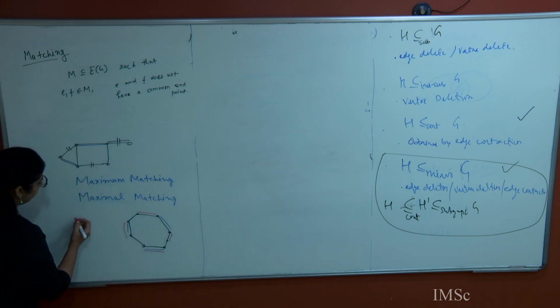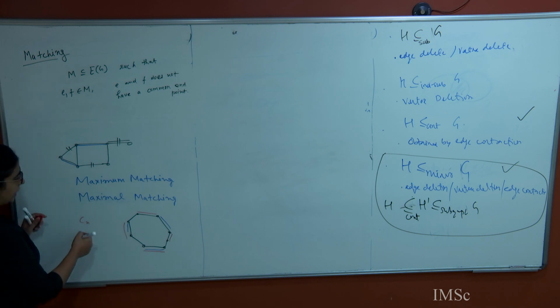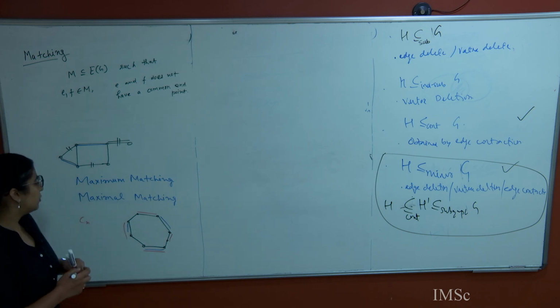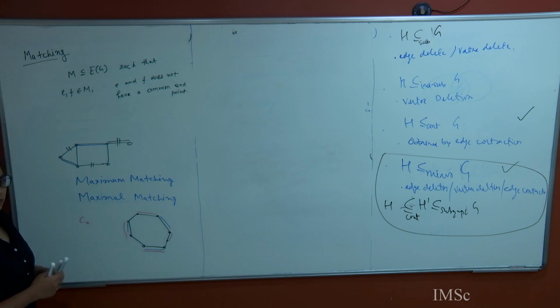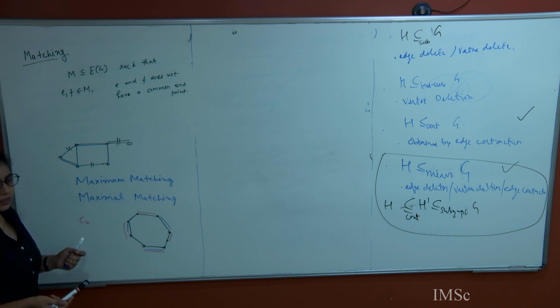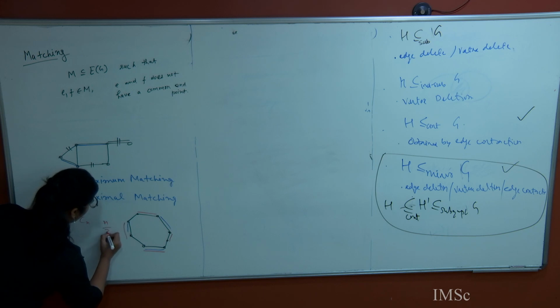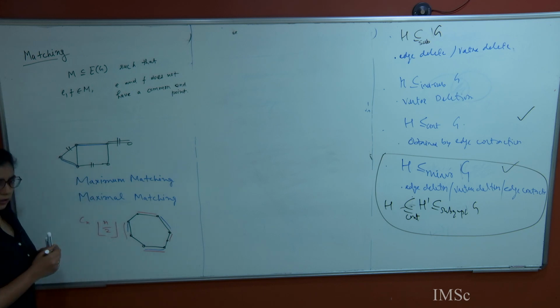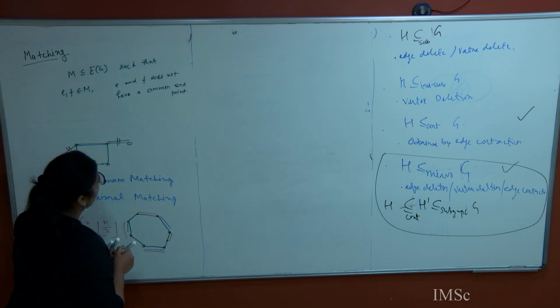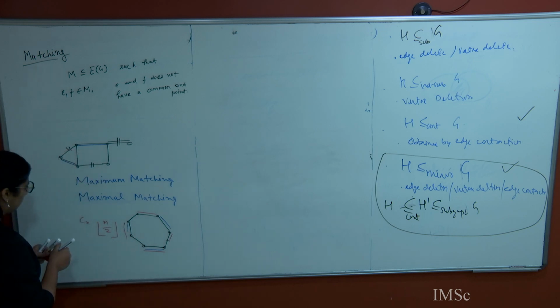So for any cycle on n vertices, can you compute the maximum matching size? What would it be? Yes, if n is even, then it is n by 2. If it is odd, then it is (n minus 1) by 2. So basically, the floor of n by 2. What about a path?